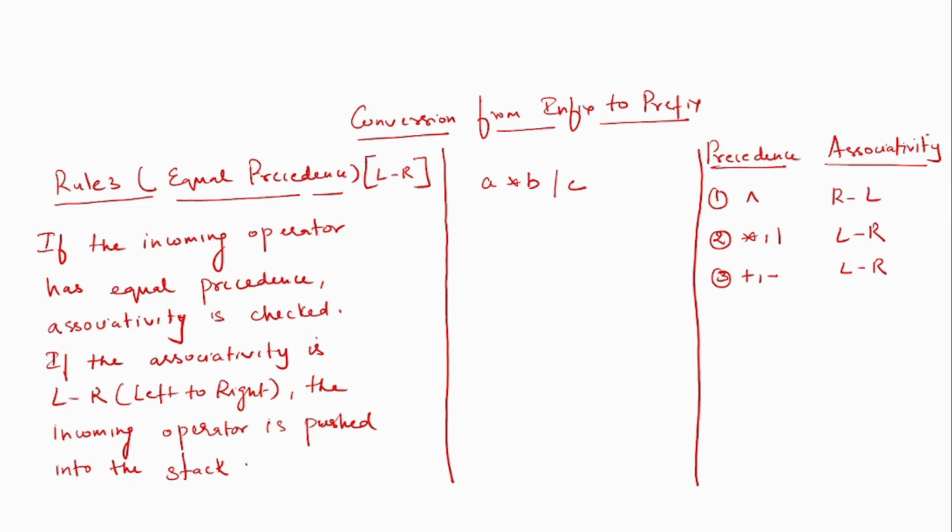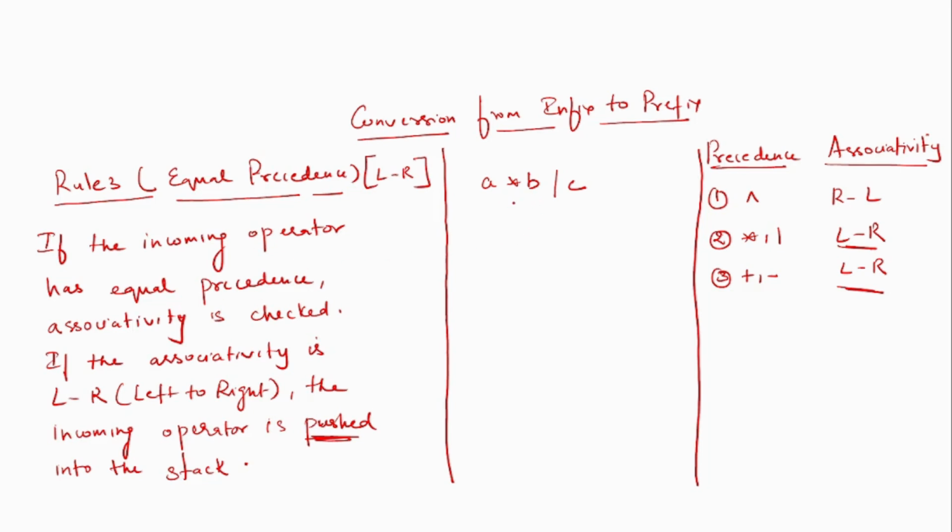Let us look at rule 3, equal precedence, left to right. This is a little different from infix to postfix. Let us look at this rule. If the incoming operator has equal precedence, then associativity is checked. If the associativity is left to right, the incoming operator is pushed into the stack. In postfix we popped the operator from the stack, but here we push the incoming operator into the stack. That's the difference here. With this example, you will have a much better idea about what the rule is.